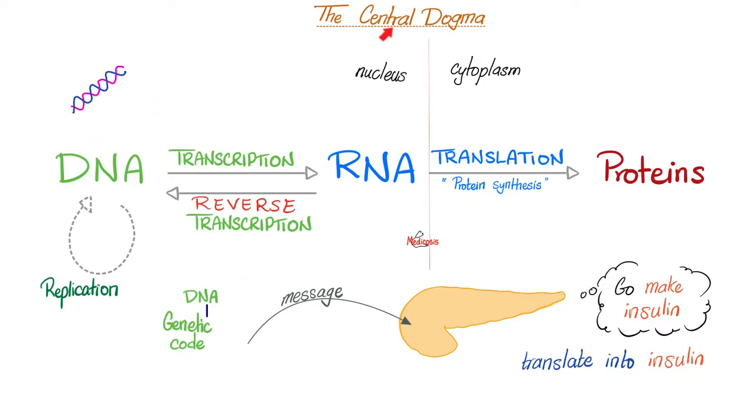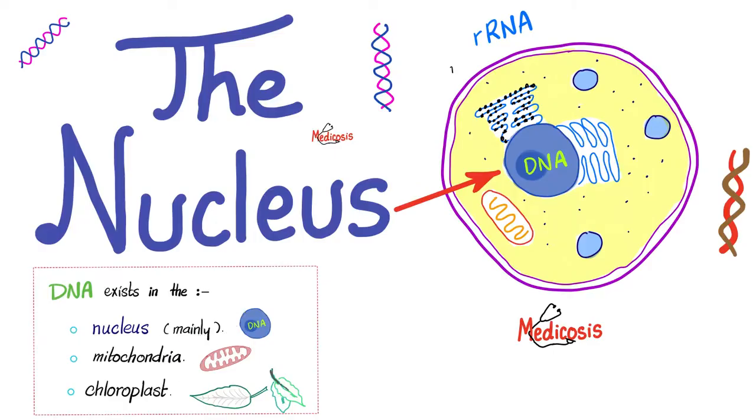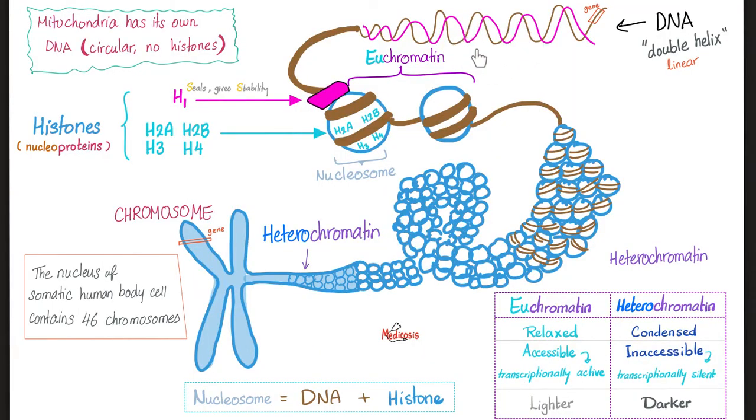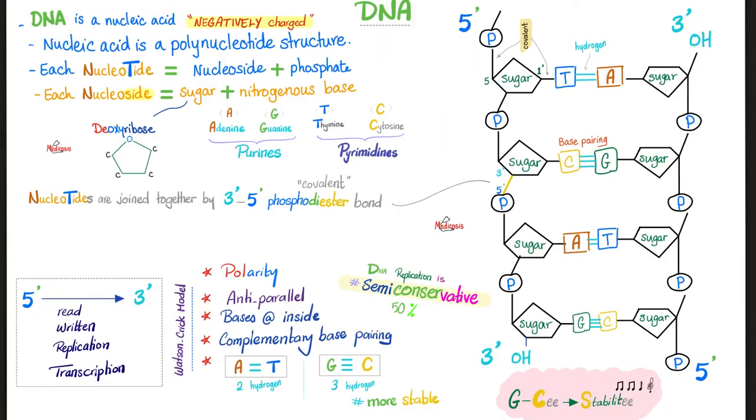Quick review. The central dogma is to take that DNA and then copy it. It's called replication. Or you can convert it to RNA, transcription. Then you translate it into meaningful proteins. Most of your DNA is in the nucleus. Don't forget that DNA is a double helix. It's polar anti-parallel. The bases are on the inside, but the sugar phosphate backbone is on the outside.